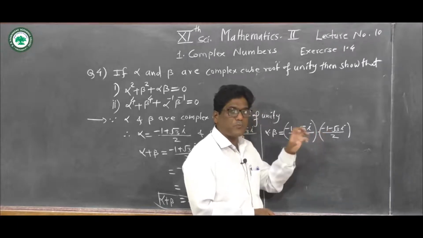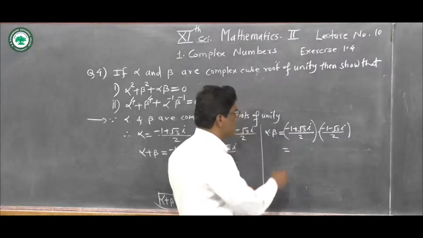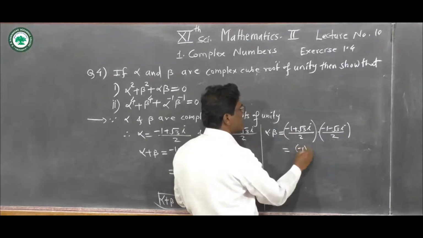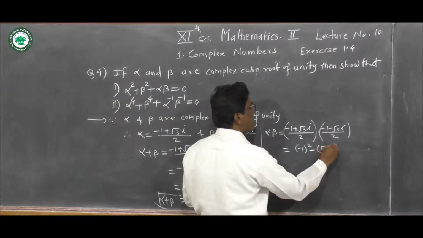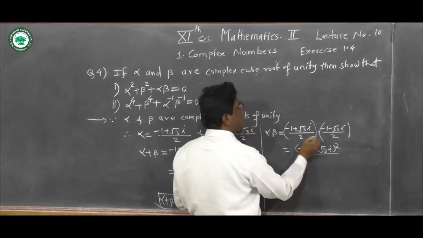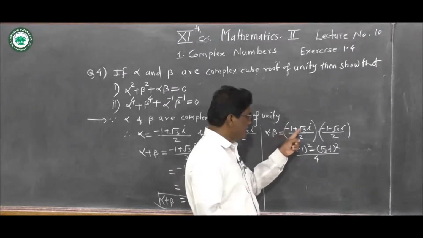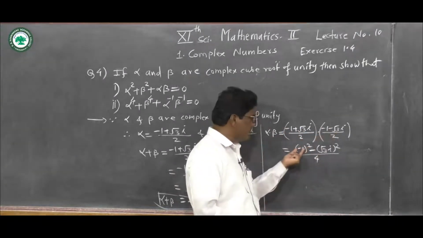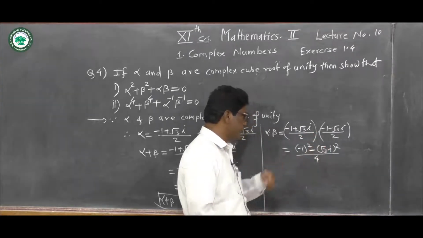So we use the formula a plus b into a minus b, it is equal to a square minus b square. So here it is minus 1 square minus root 3i square, divided by 2 into 2, that is 4. In the numerator we use the formula a plus b into a minus b equals a square minus b square, and divided by 2 into 2 it is 4.